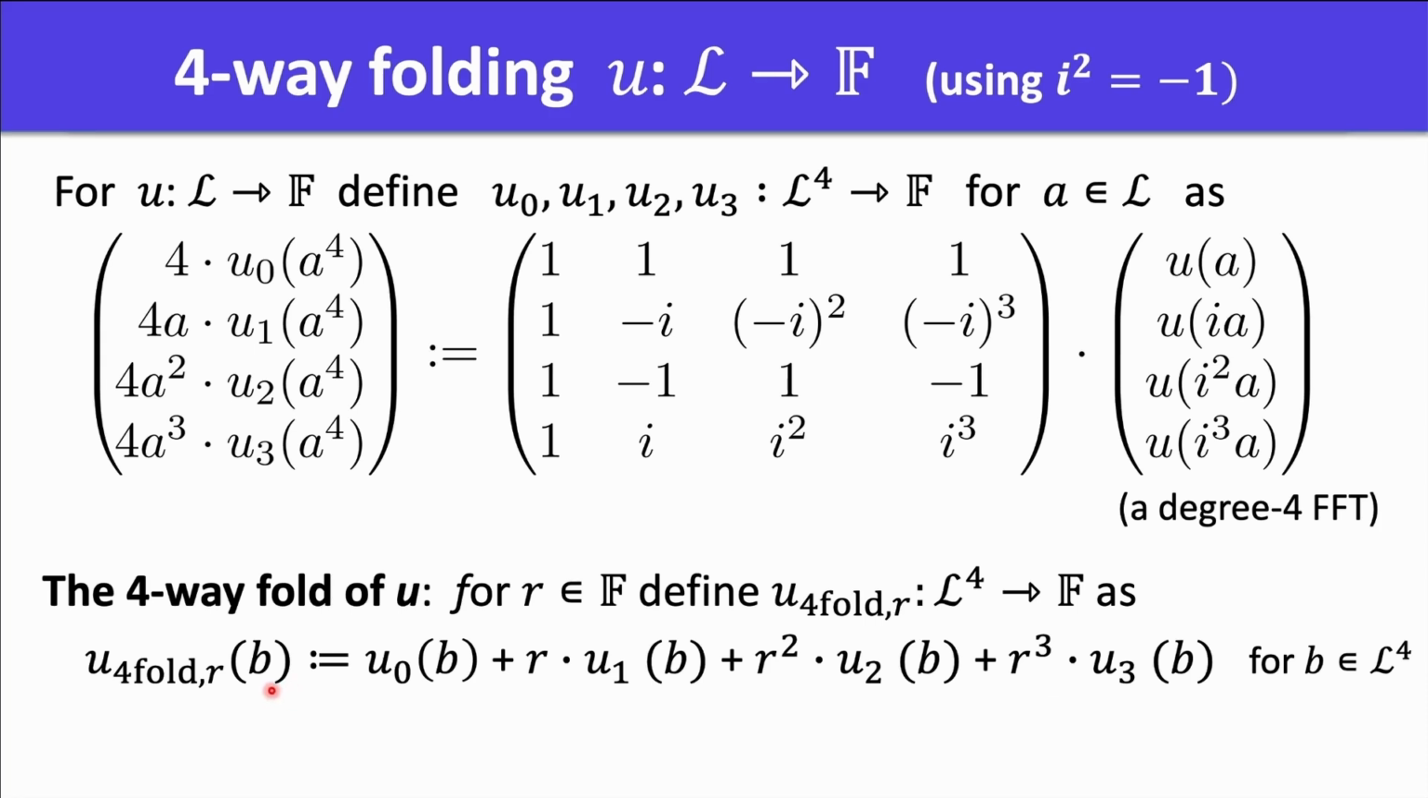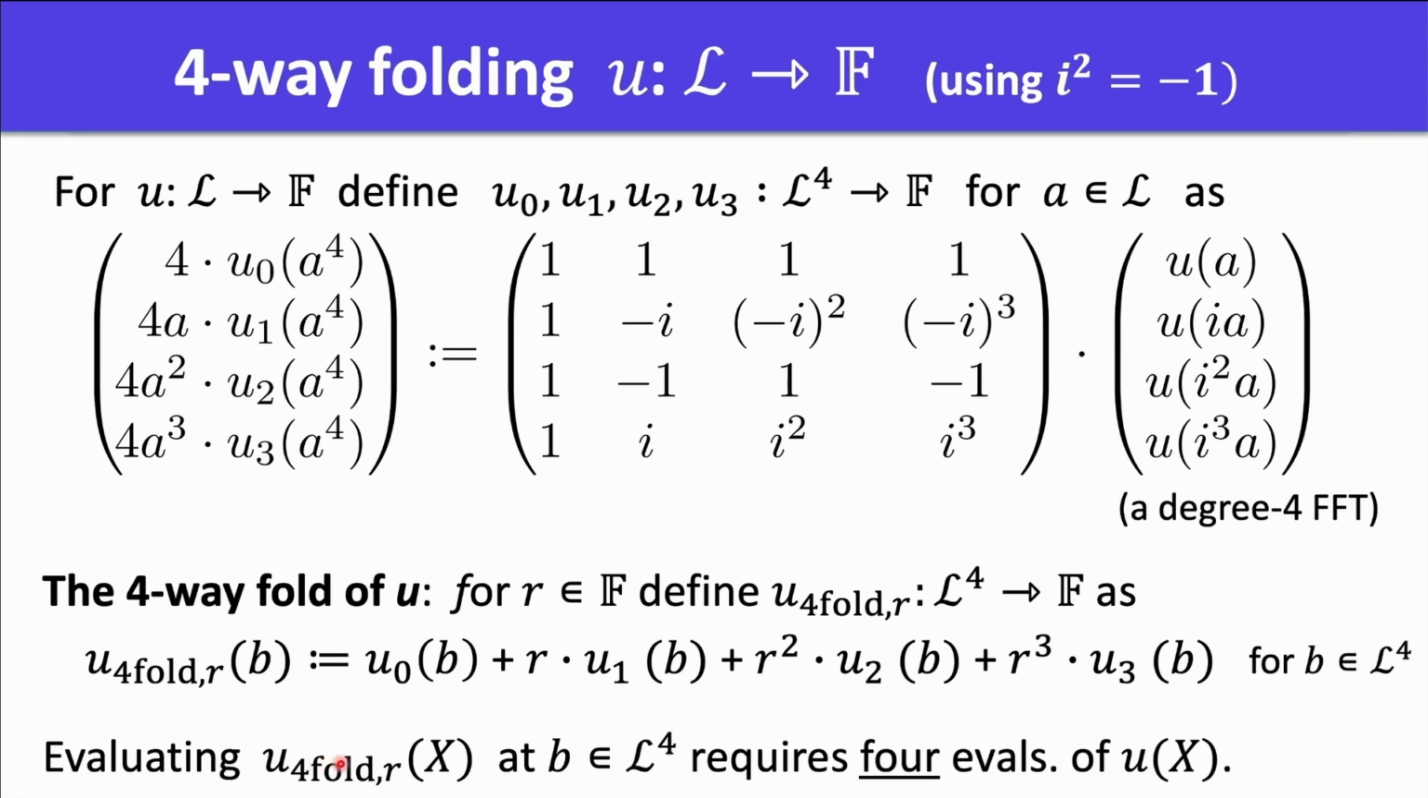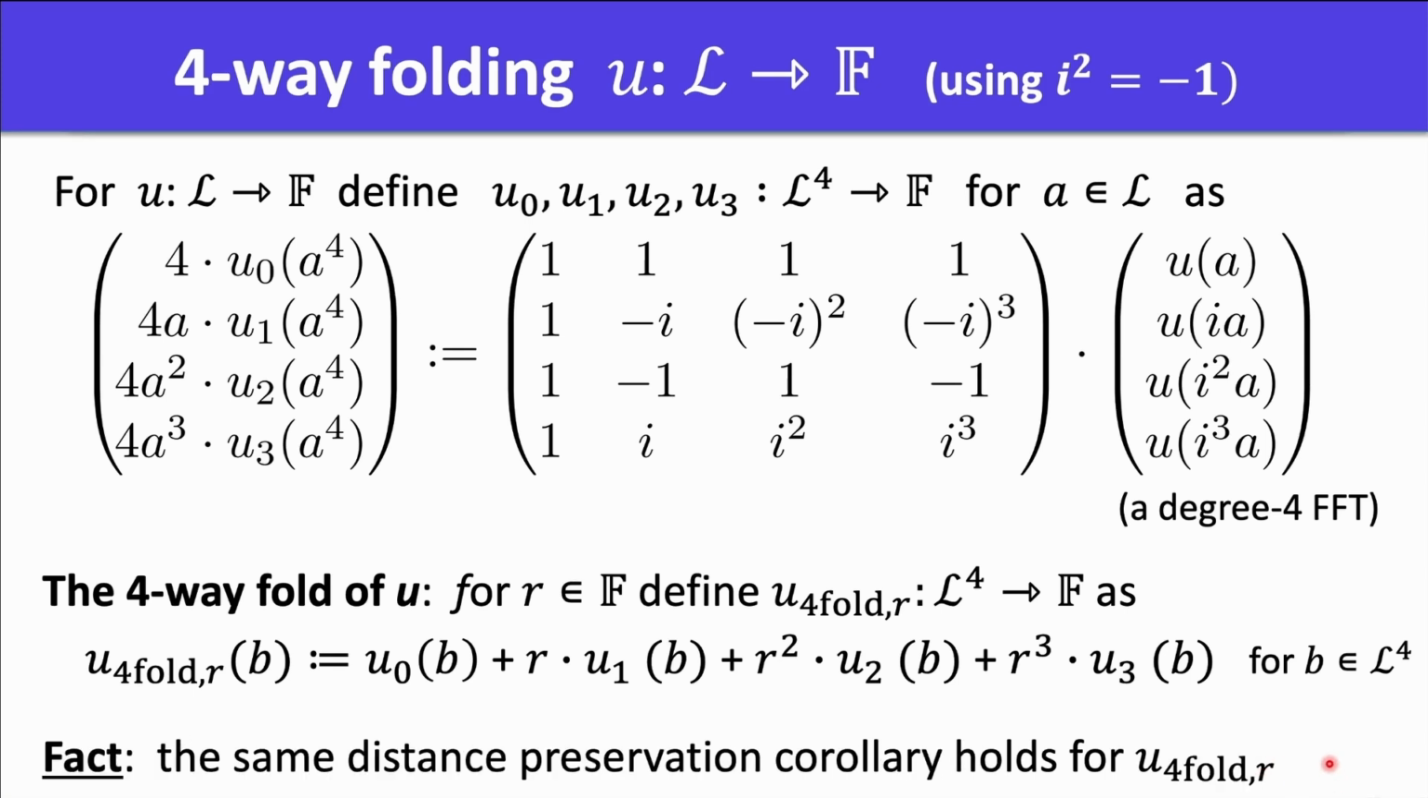And again, remember this u 4-fold is defined only on L to the 4th. So evaluating u 4-fold at some point in L to the 4th requires evaluating u of x at 4 points in L. And the fact is that the same distance preservation corollary holds for u 4-fold as well. So if u happens to be a code word in the Reed-Solomon code, u 4-fold will be a code word in a Reed-Solomon code of degree d over 4. And if u happens to be delta far from a Reed-Solomon code word, then so will u 4-fold.